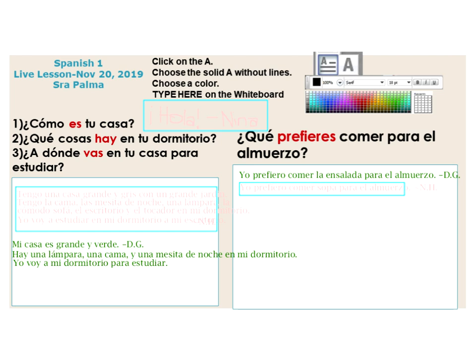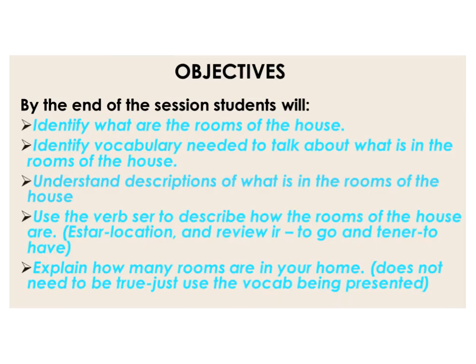¿Qué prefieres comer para el almuerzo? Yo prefiero comer la ensalada para el almuerzo. Yo prefiero comer la sopa para el almuerzo. Very good. So here we're trying to start using the verbs that we have been introduced to, because come Module 5, you will be expected to use them over and over and over again.